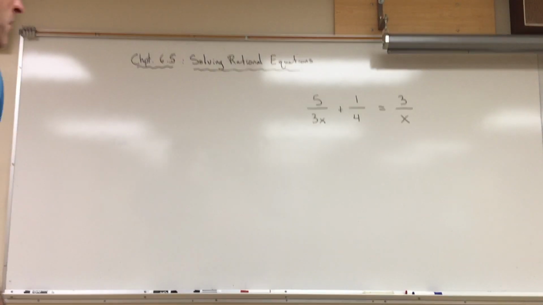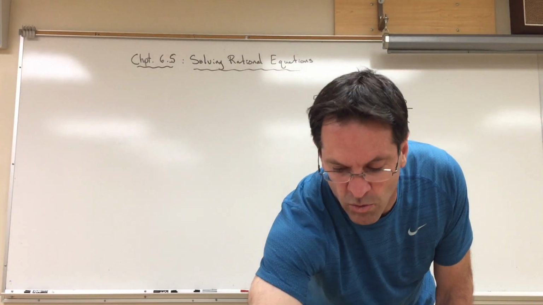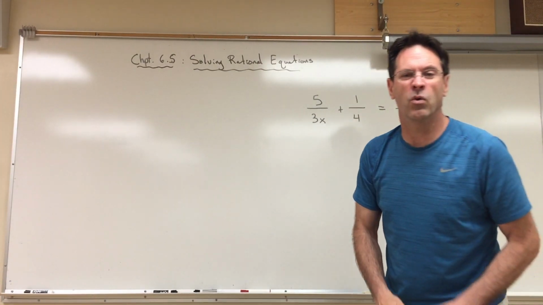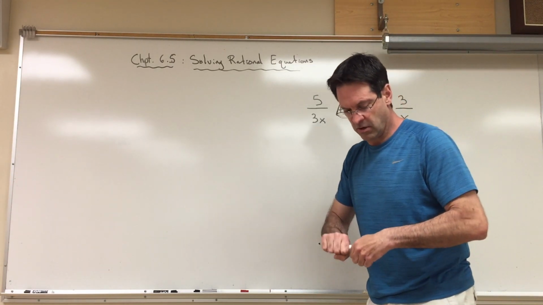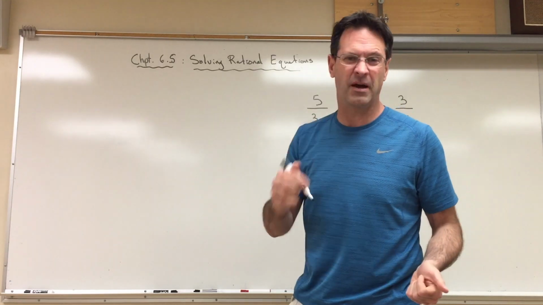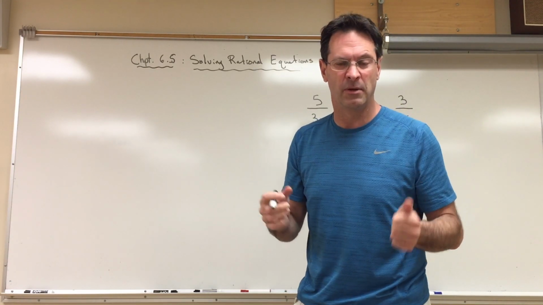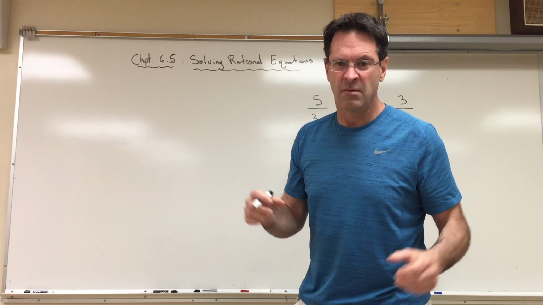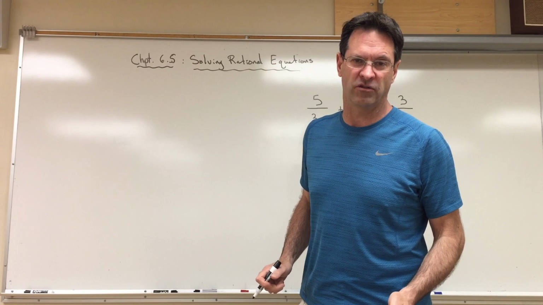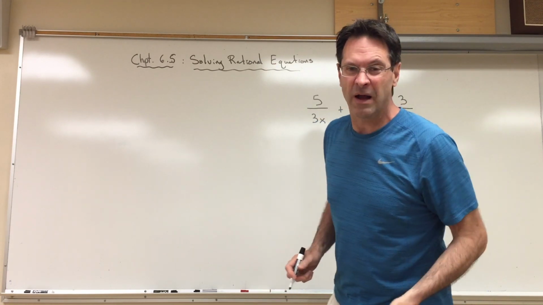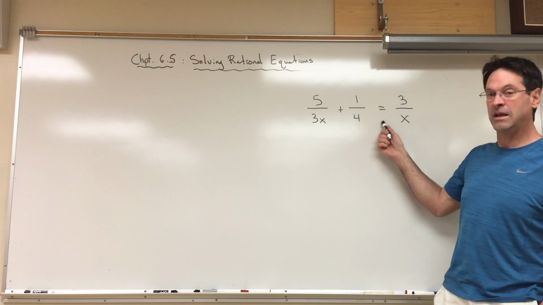Hi everybody, once again, we're on a new chapter here, chapter 6.5. We're looking at rational equations. Now what we've looked at so far are rational expressions. We've simplified, we've added, subtracted, multiplied, divided, a combination of those. We've done a lot of factoring, but we've simplified rational expressions. Rational equations are equations where it has an equal sign in it.